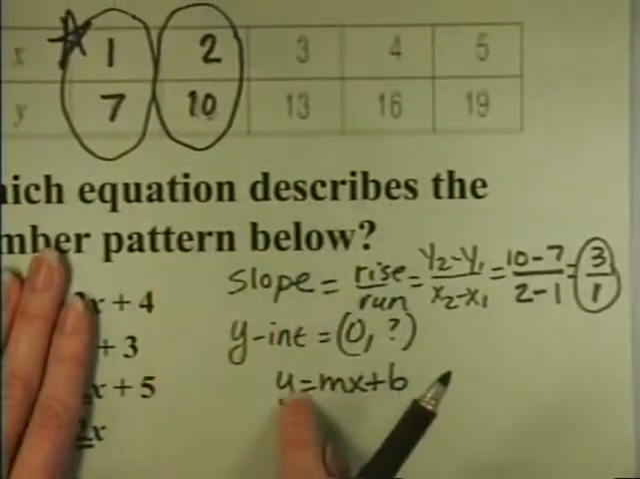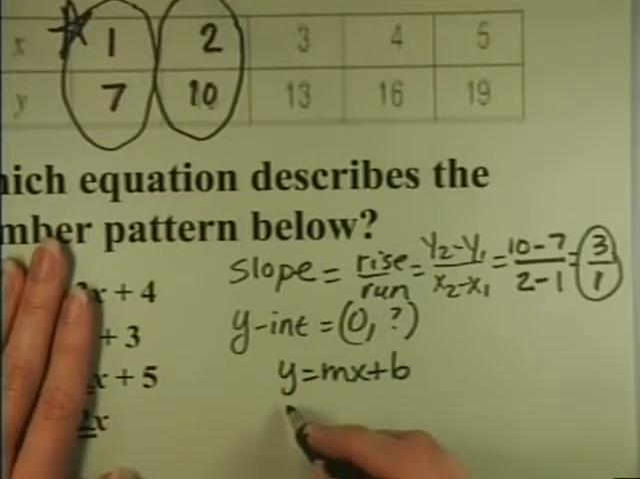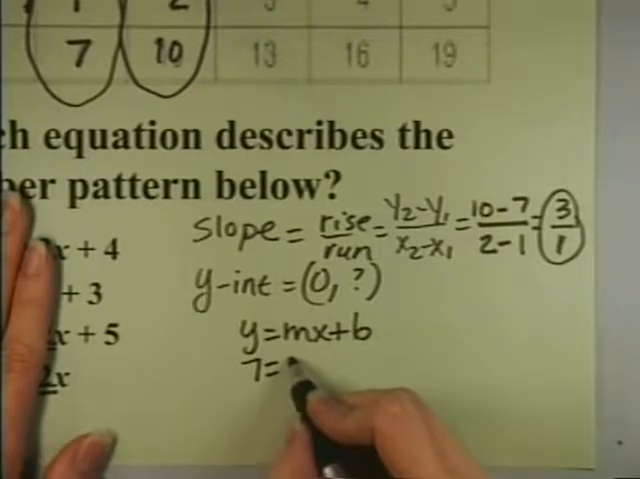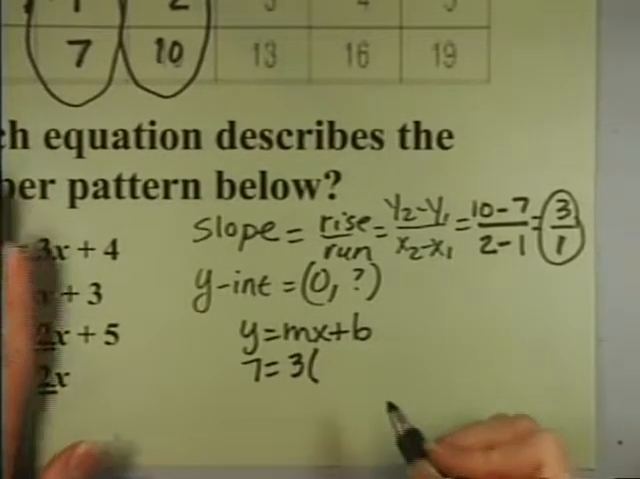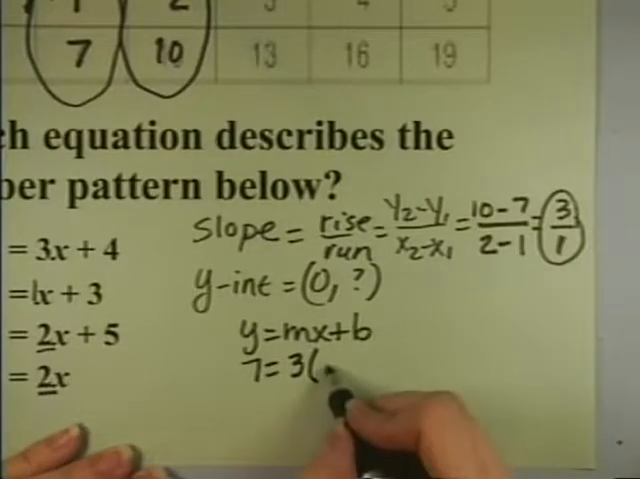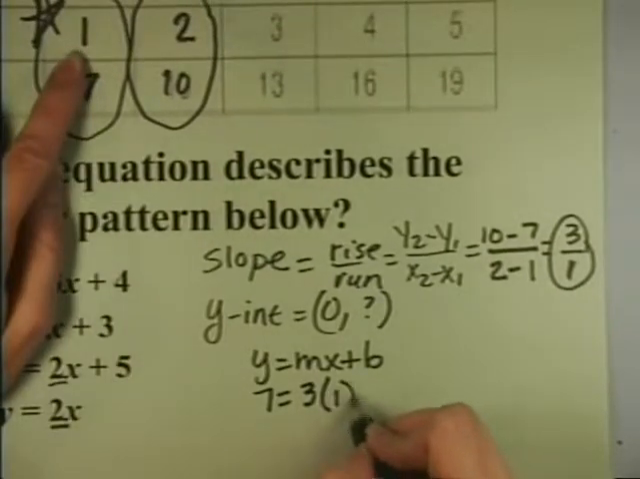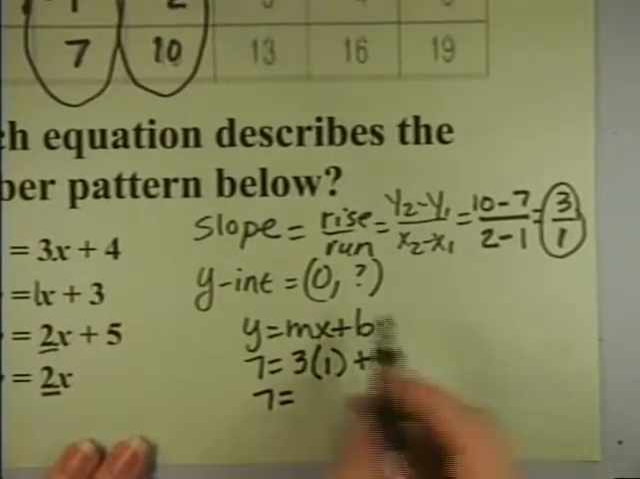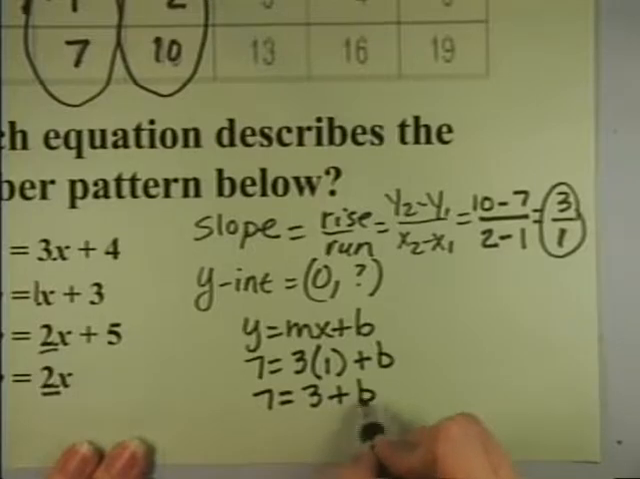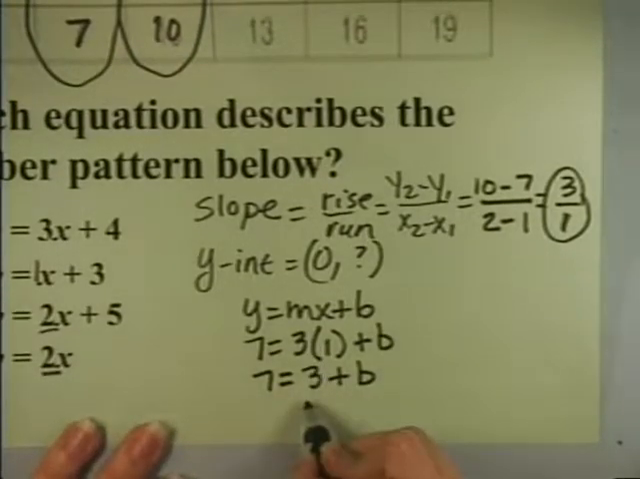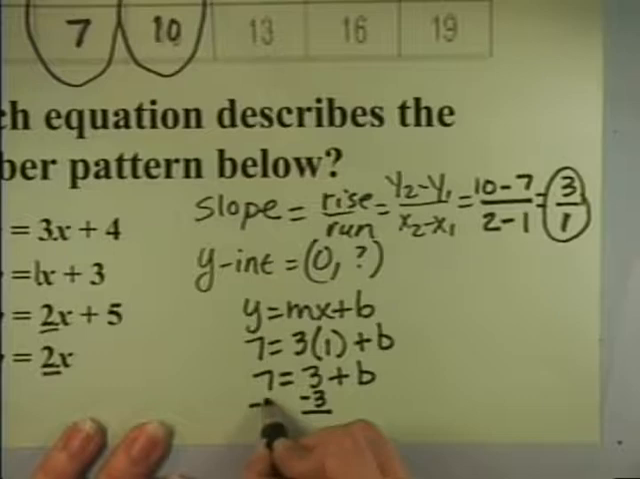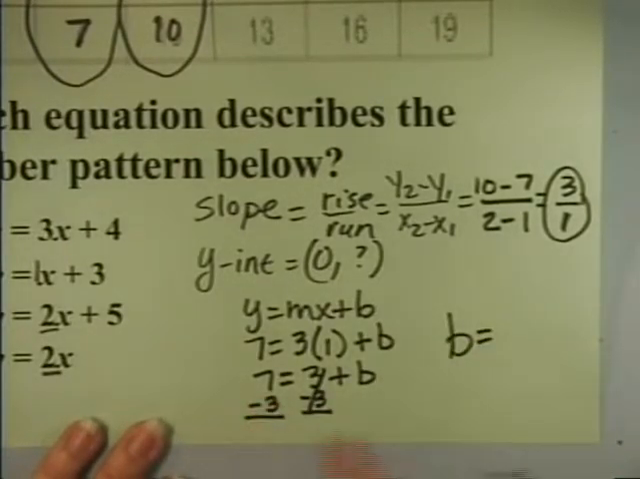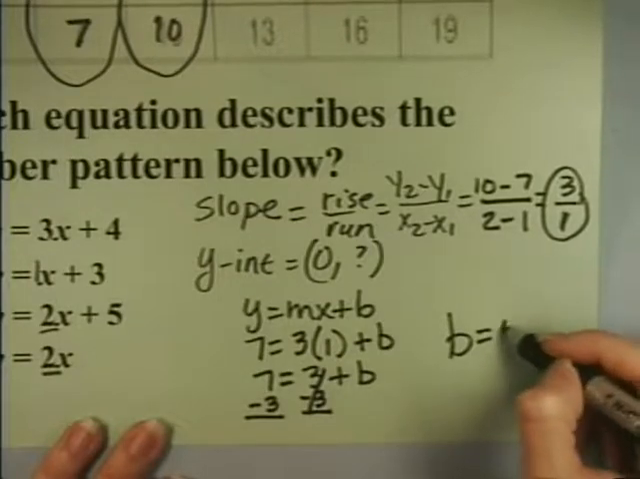1, 7. So instead of y equals, what do I write? 7 equals. What's your m that you got? 3 over 1. Can I just write 3? Yeah. Okay, parentheses. What's the x? 1. Okay, plus b. So here we go. 7 equals, what's 3 times 1? 3. 3 plus b. How do you get rid of 3? Subtract 3 from both sides. Okay, so my b equals 7 take away 3. It's 4.